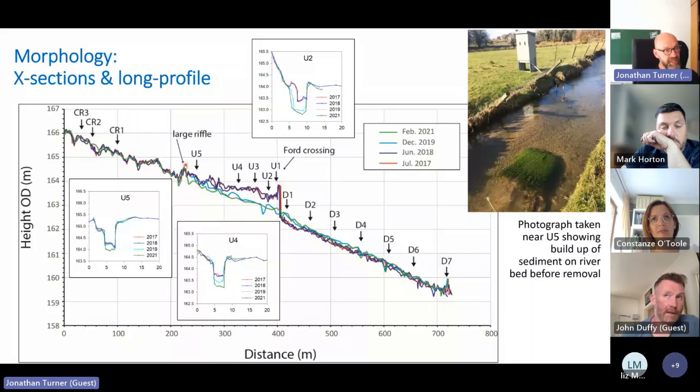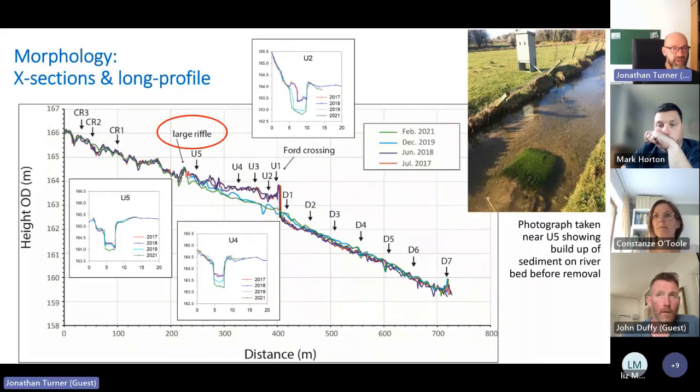There was a large riffle here. It was consistent in terms of the bed elevation, and it may well have been some bedrock, or it might have been some large glacially transported sediment. Effectively that was acting as a kind of controller to prevent any further migration of the channel bed beyond that particular point. So just to point that out.